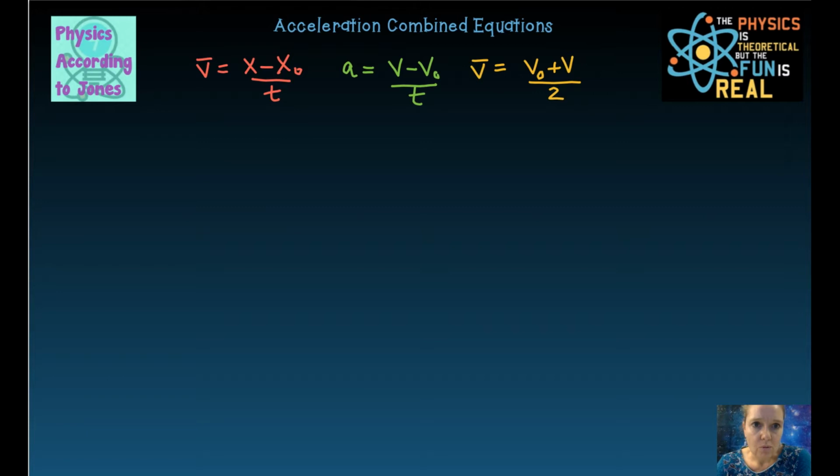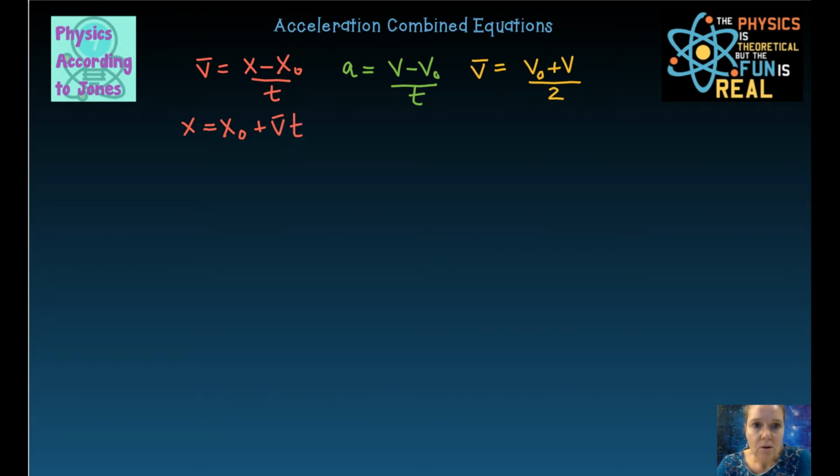All right, so we're going to rearrange these equations a little bit so that they are useful for us. We're going to take this equation and solve it for x, because in the end we want a formula that is an x equals formula. So I'm going to move this t over, and I'm going to move my initial over, and I can say x equals x naught plus average velocity times time.